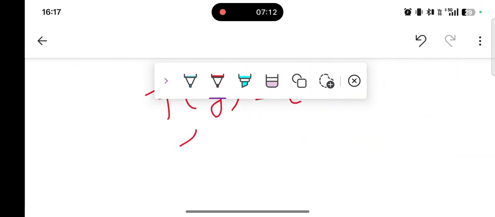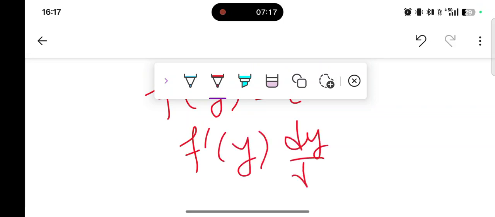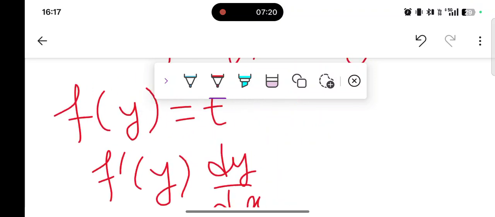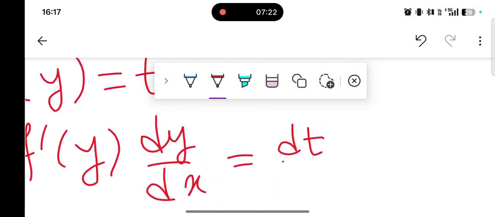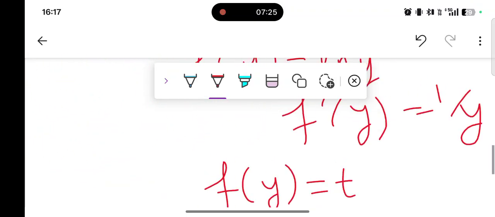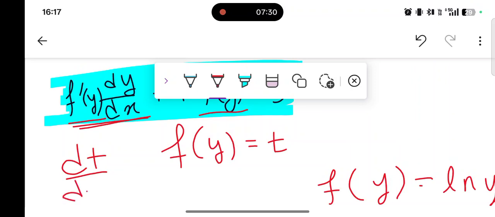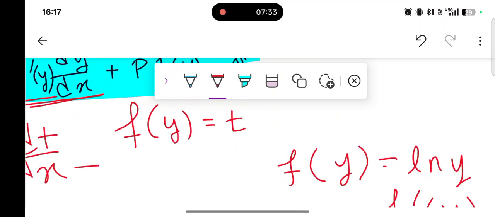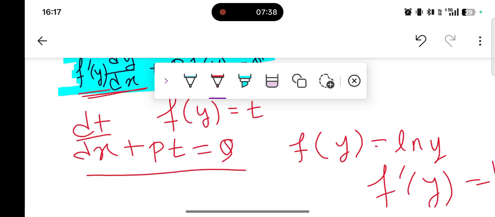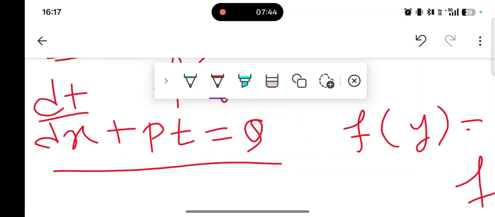So we can say f dash y into dy by dx with respect to x. Be careful, you are differentiating with respect to x. This will be dt by dx. So now we can say that this part will be converted into dt by dx, and f y is t. So this will be plus p into t is equal to q. Now in that case, this is the format of a linear differential equation with first order and first degree, and we can easily solve it. But the change is here, the dependent variable is t, not y.